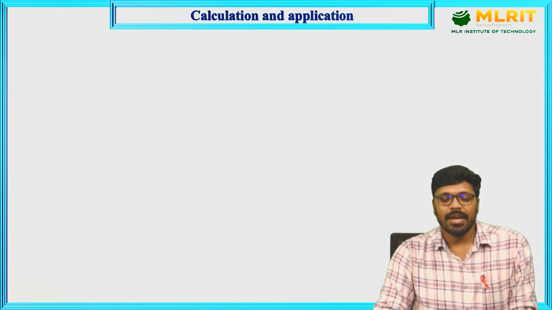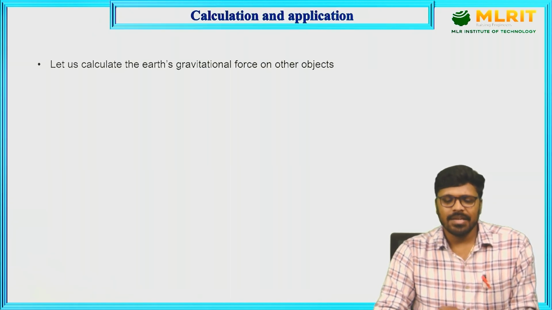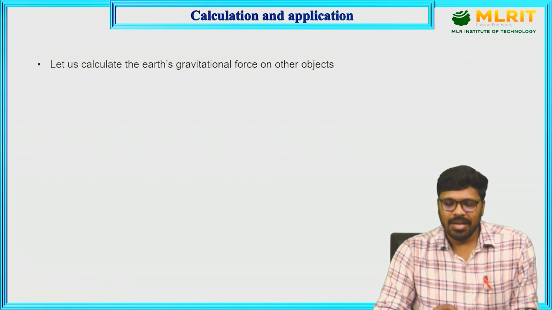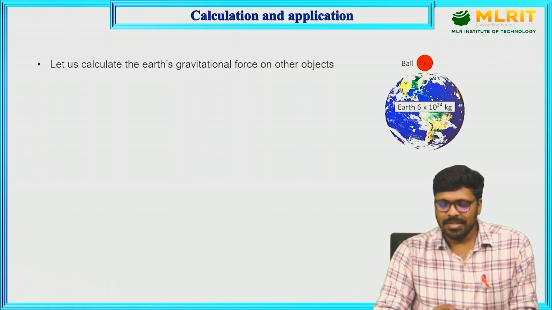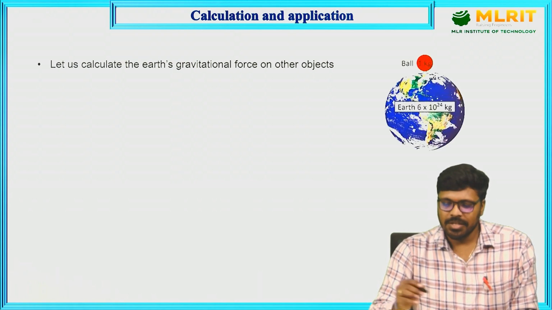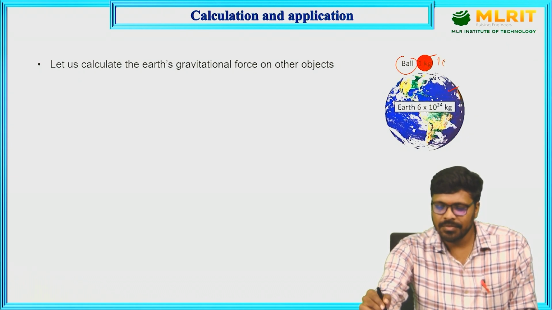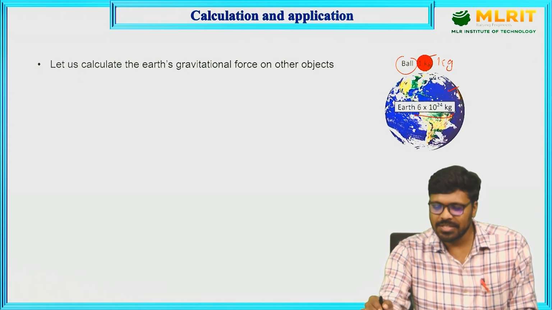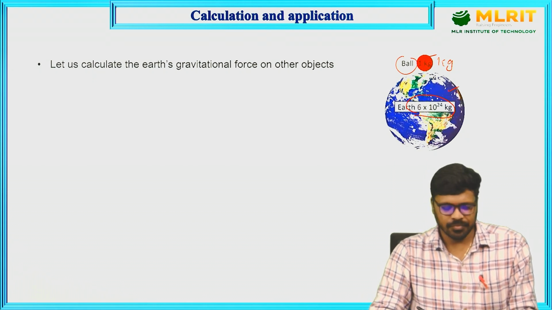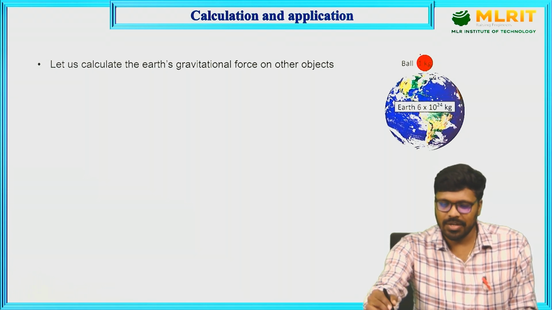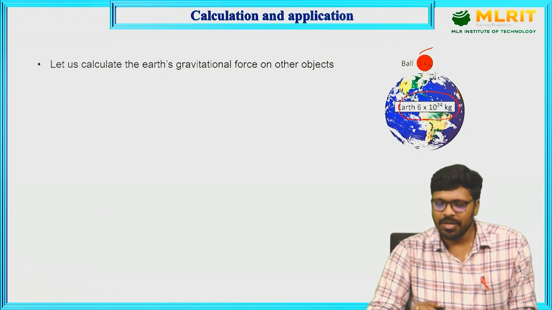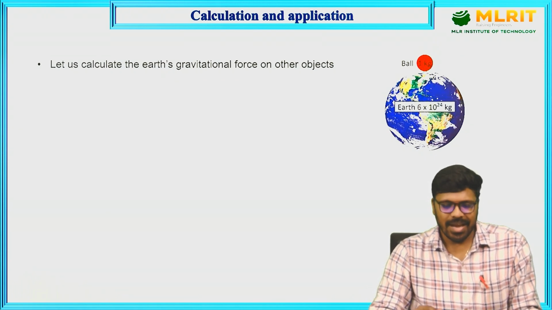Calculation and application. Let us calculate the earth's gravitational force on other objects which are on the earth. Let's consider the earth and another object. This is your earth, and we consider a small ball, and the mass of this small ball is 1 kg. The mass of the earth is 6 into 10 to the power of 24 kgs. So let's calculate the gravitational force.